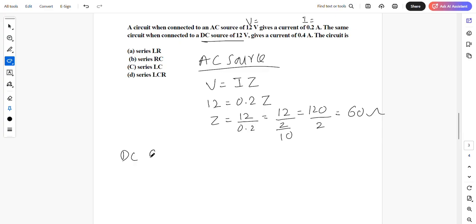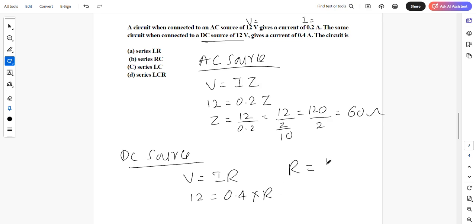The same circuit when connected to a DC source, V is equal to I into R. How much is V? Same, 12. I is how much now? 0.4. So 12 is equal to 0.4 into R. R is equal to 12 by 0.4, which means 120 by 4, that is equal to 30 ohm.